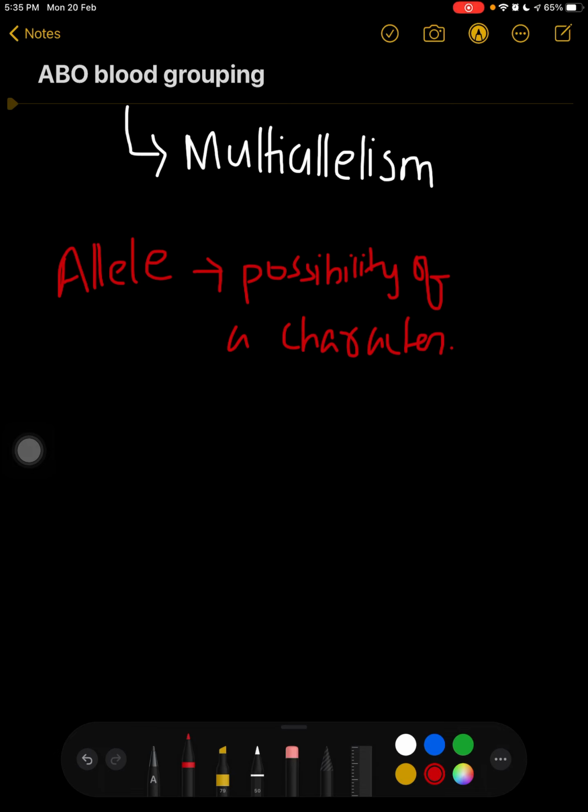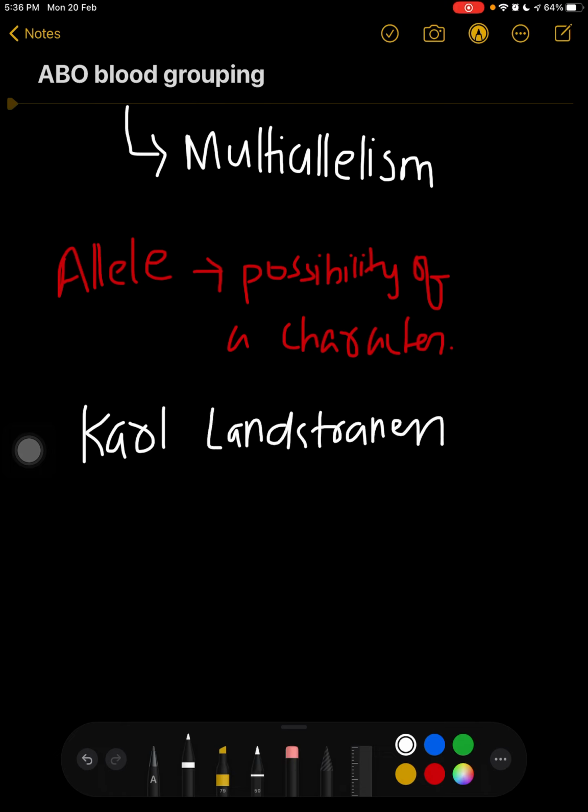So in the ABO blood grouping system we have many possibilities, right? It can be A, it can be B, it can be O, it can be AB. These are the possibilities of a character. So this ABO blood grouping system is an example of multi-allelism. It was given by Carl Landsteiner in 1900, right?